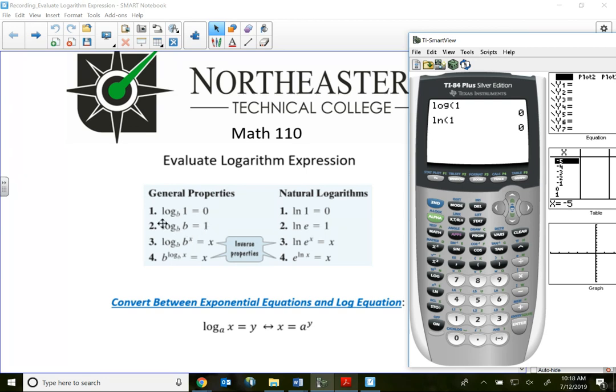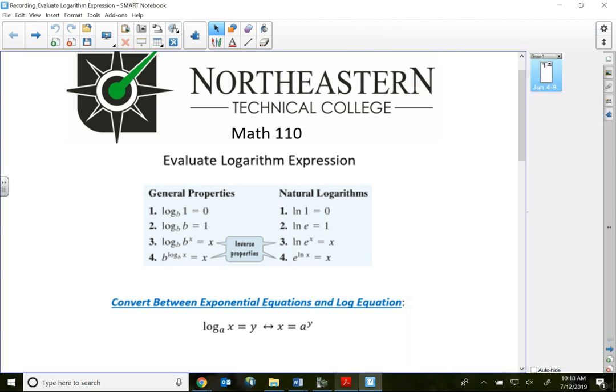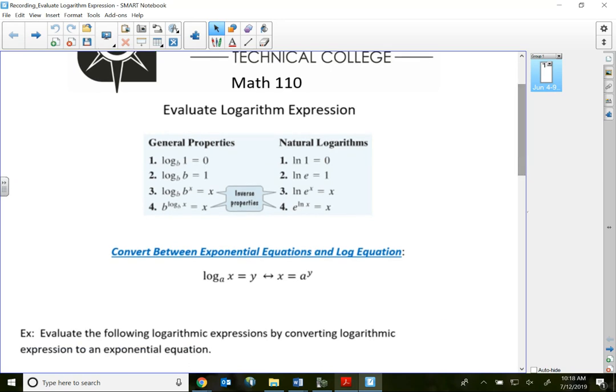Okay. So I'll explain this number 2 here in just a minute. Number 2, number 3, number 4 are actually all based off the same kind of concept. So if I'm taking a log with the base b of itself, it's always equal to 1. I'll tell you the reason real quick. Conversion between exponential equations and log equations.